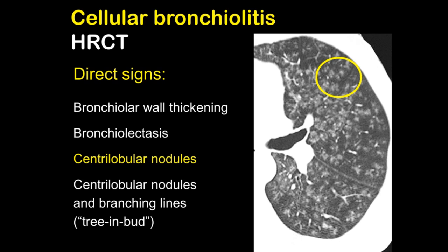Another important sign of cellular bronchiolitis, a direct sign, include centrilobular nodules. Here is a patient with hypersensitivity pneumonitis, subacute or non-fibrotic, that shows diffuse, poorly defined centrilobular ground glass opacities or nodules, and notice the sparing of the subpleural space.